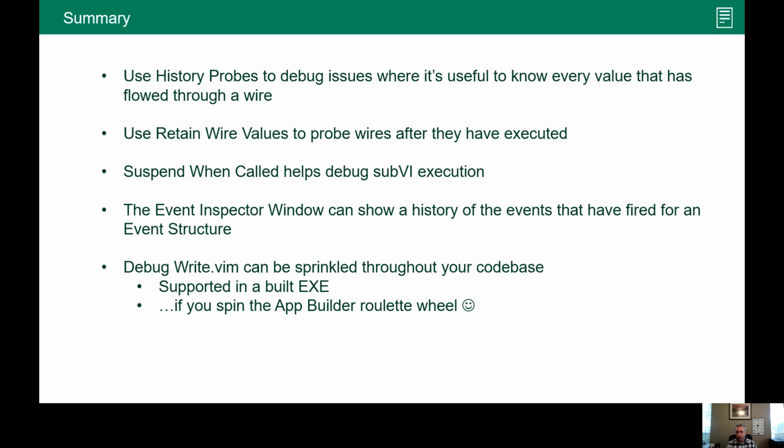So to summarize what I talked about in this presentation, if you want to see the history of every value that has flowed through a wire, you definitely want to use history probes. And even in cases where you've got your own custom data type that maybe doesn't match one of the default history probe types, doesn't matter. You can create a custom probe based on one of the history probes and then adapt it to your own data type. And that doesn't go just for the history probes.